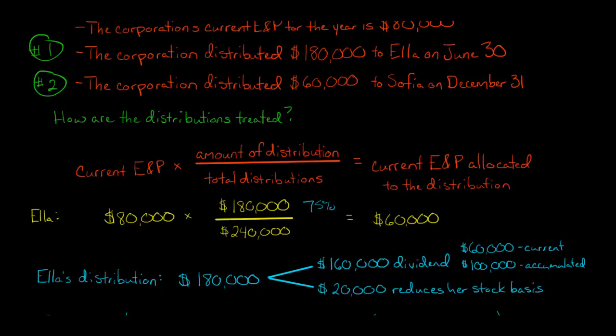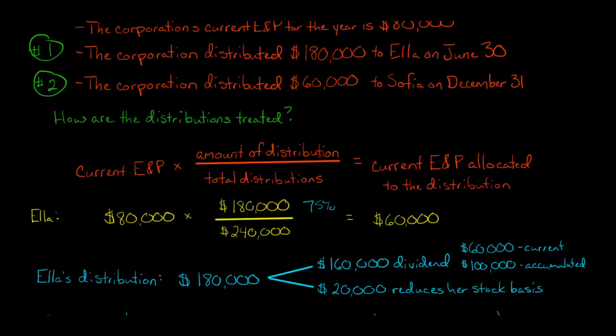But then we go in chronological order. We go back to next the accumulated E&P. Okay, when I say chronological order, I mean that the distribution was made to Ella first on June 30th. So we haven't dealt with Sophia's distribution yet. We'll get to it, but we're dealing with the one on June 30th. Okay, that's the one that occurred first. So first we said, well, look, 60 of the 80,000 of the current E&P has to do with this distribution. So it was $180,000. So $60,000 of it is going to be a dividend because of current E&P.